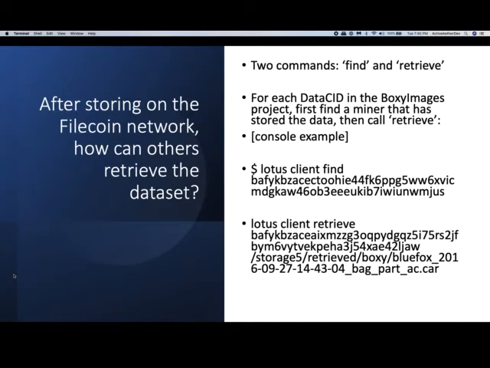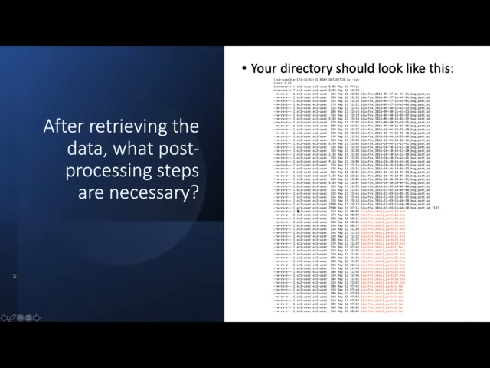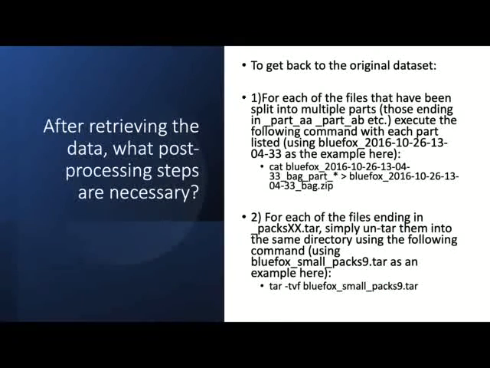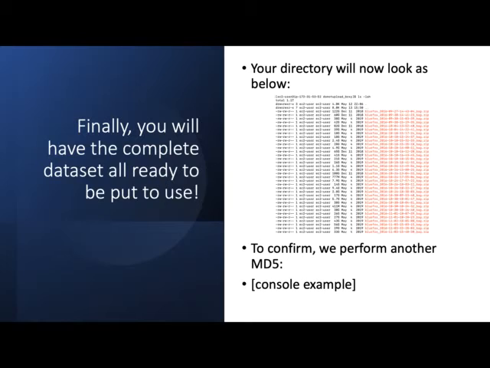Now, what do we do once we've got all of these files? Well, this is what the directory structure will look like once you've retrieved all those deal CIDs. Ignore the one marked as test on there. And then we do the opposite of what we did to prepare it. So for each of the files that have been split into multiple parts, you cat them, basically just jam all the bits together into the original file. And for each of the files ending in .tar, you simply untar them. And that'll get you to what looks like the following directory structure.